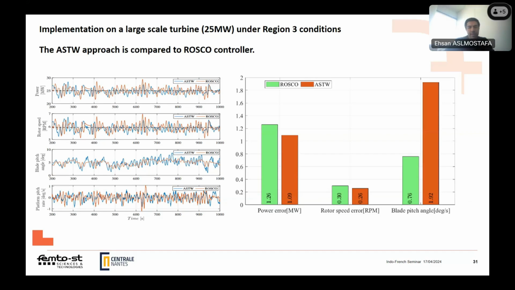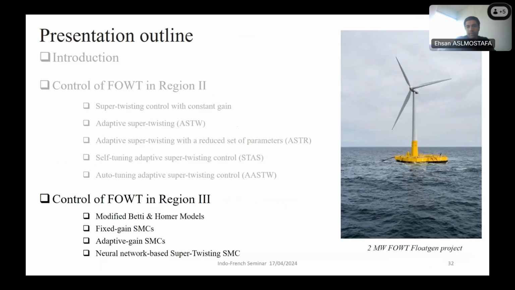And on the left side, you can see the figures which are related to the generated power of the 25 megawatt controllers, the rotor speed controller, blade pitch, and the platform pitch rate. This test was for region 3, however, we are looking to implement it on region 2. Okay, that was the end of the presentation for region 2, and for the rest of the presentation, my colleague Flavie will continue for region 3.